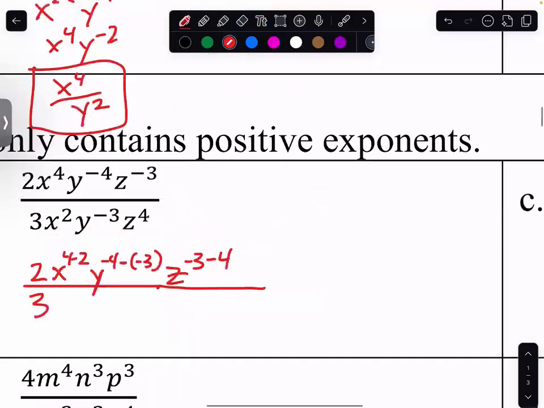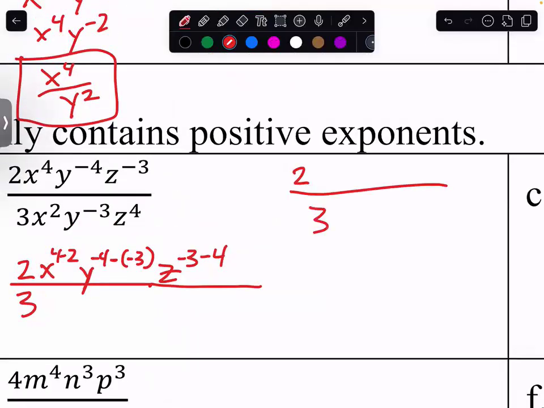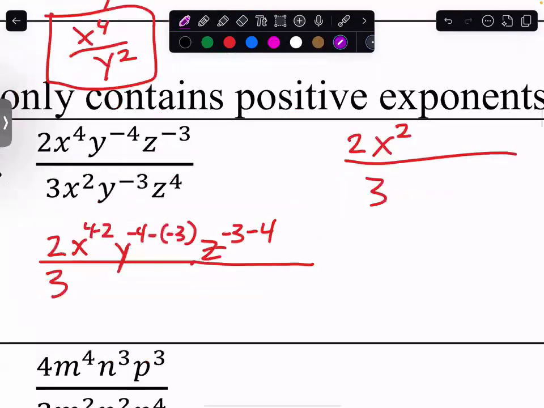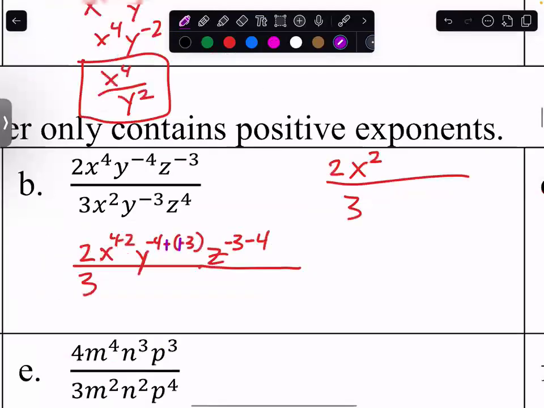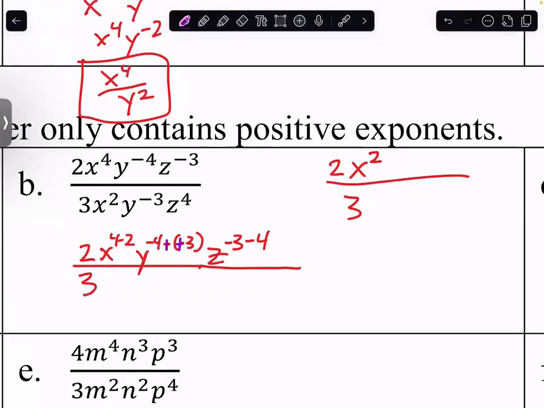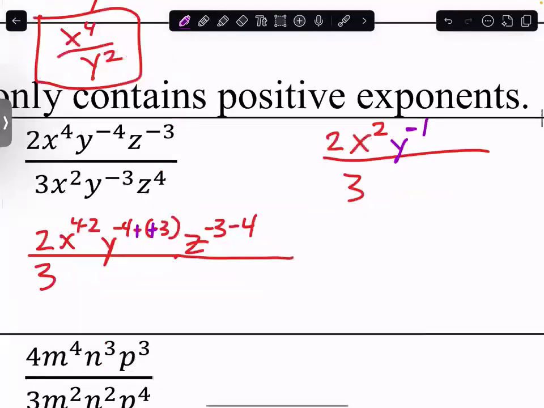Okay, so simplifying, 4 minus 2 is 2. -4 minus -3, you can add the opposite. So -4 plus 3 becomes -1. And then z, -3 minus 4. Again, instead of subtracting, you can add the opposite. So -3 plus -4 becomes -7.